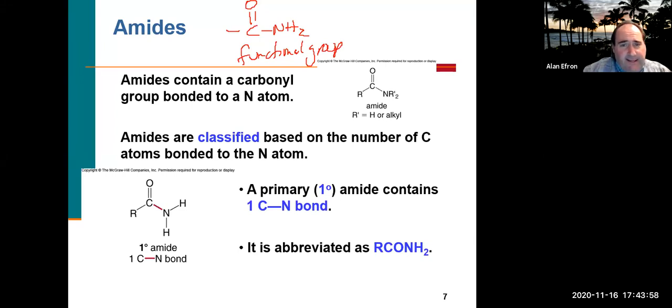And just like other things that we've seen, we can classify amides as also primary, secondary, or tertiary. And again, works the same way as everything else that we sort of classify that way. Again, because it's an amide here, it's nitrogen containing. We are looking at the nitrogen. And again, directly attached to the nitrogen is one carbon, and that would make it a primary amide in this case.